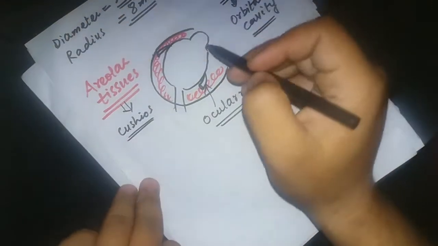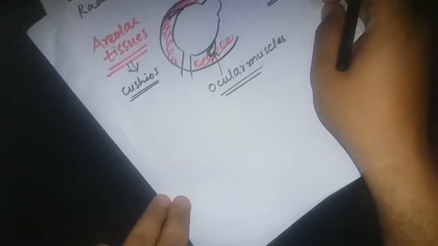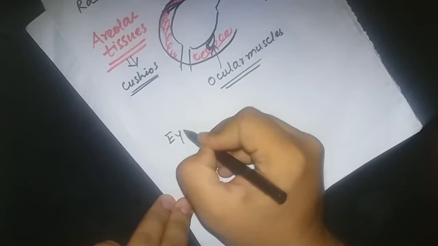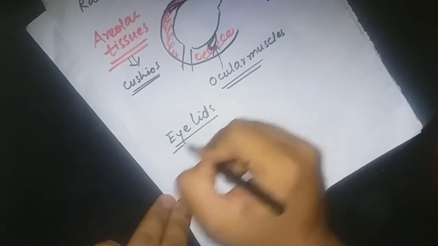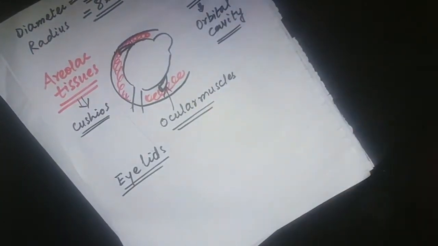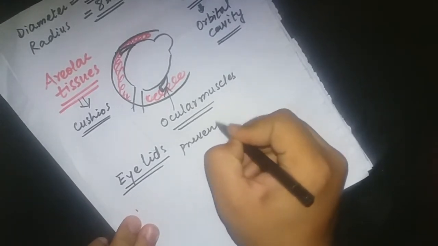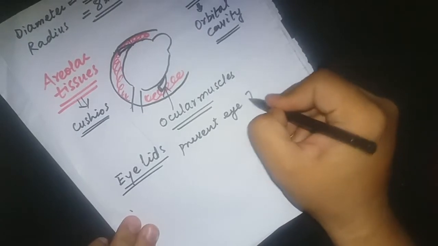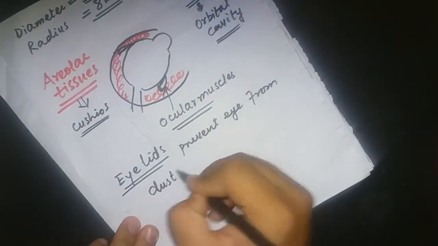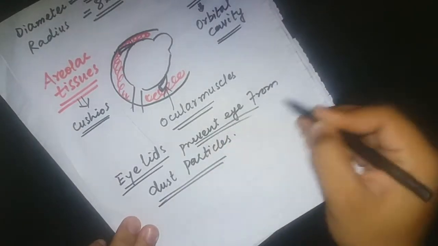Next is a very important part of the eye. This is known as the eyelids. Eyelids play an important role in preventing the eye from dust particles. How do they prevent the eye from dust particles?